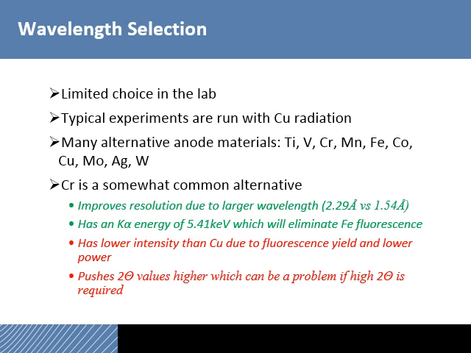The other thing that chrome is often used for is it has a K alpha energy of about 5.4 keV, which will eliminate iron fluorescence. Obviously, you could go look at absorption edge and X-ray energy information and figure out that there are also some elements, though, that would fluoresce in the presence of a chrome tube. So you have to consider all of these things. I think for the most part, most of you don't really need to worry about it. Copper is what's available. You would just want to be aware that there are alternatives and understand what those alternatives mean or don't mean.